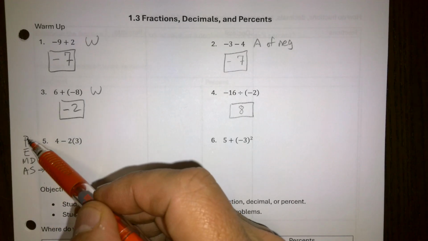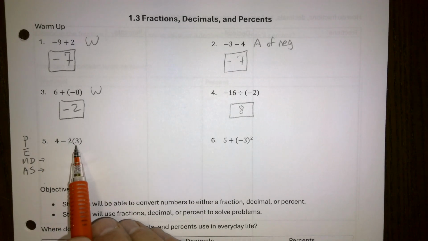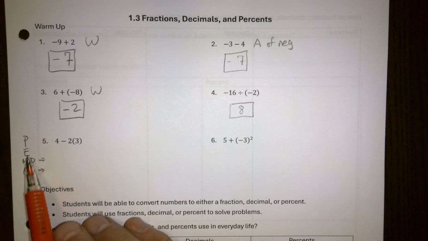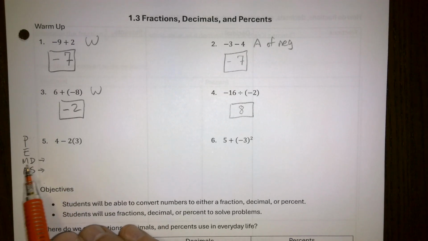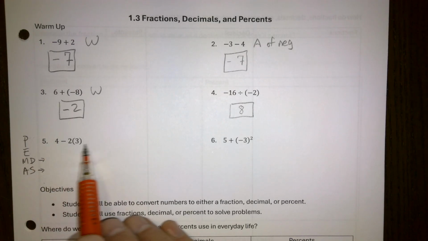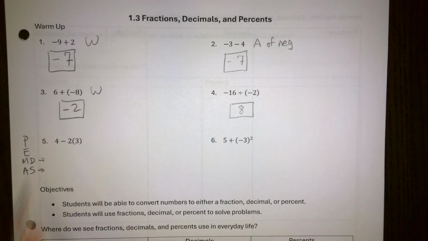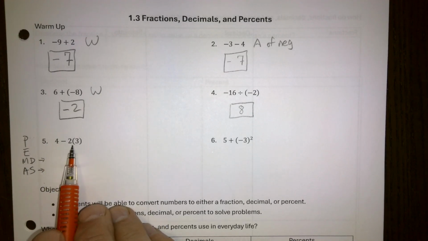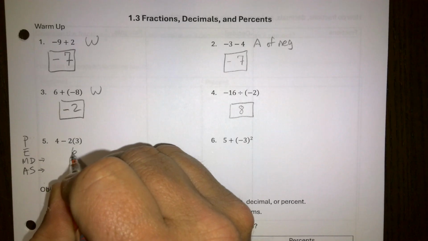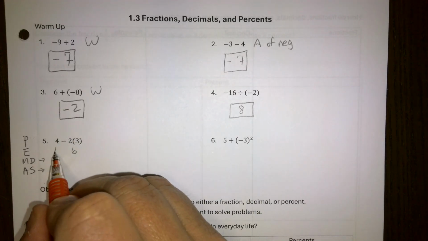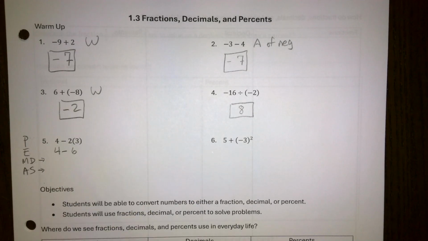We start with parentheses. There is a parenthesis, but there's only a 3 in there. There's nothing to do in there, so we're done with that step. We go to exponents. There are no exponents. Now we look at multiplication or division. We go left to right to see if we have either of these, and we do. We have multiplication right here. This is 2 times 3, because the 2 is next to the parenthesis, so we'll do that first. 2 times 3 is 6. Then I bring everything else down. I haven't done anything with the 4 or with the minus sign. I just changed the 2 times 3 into 6.